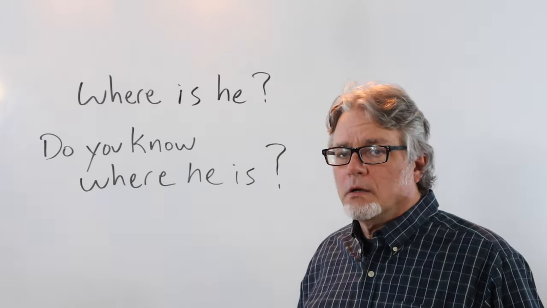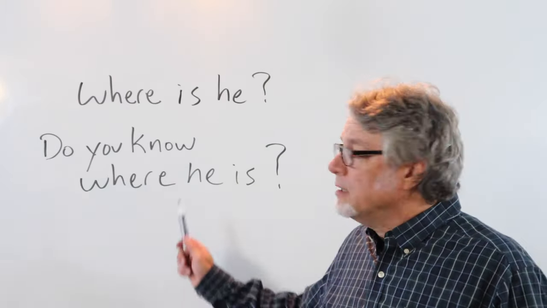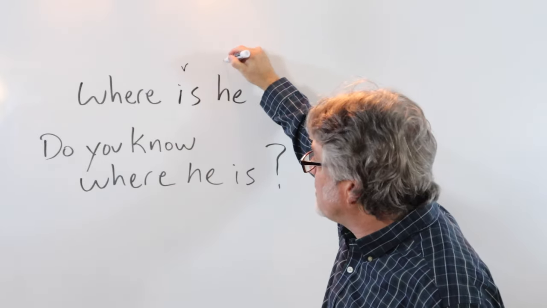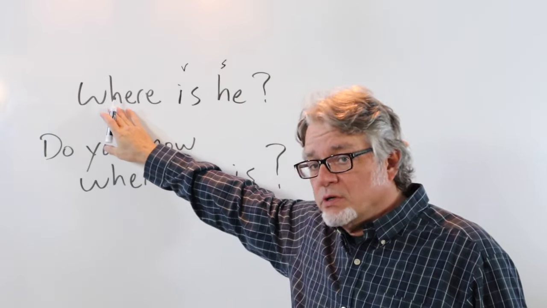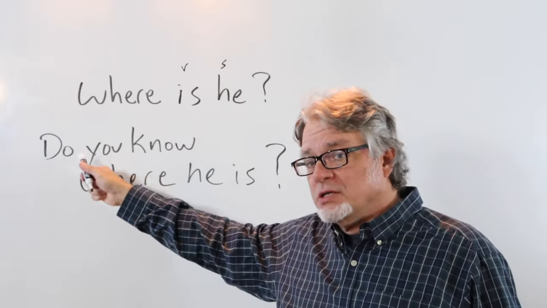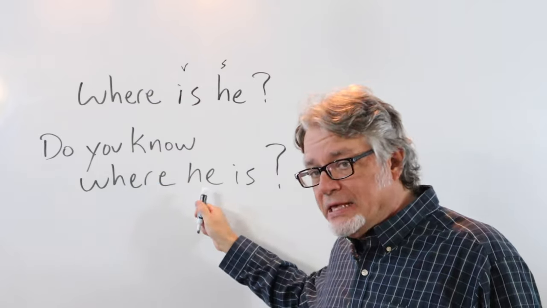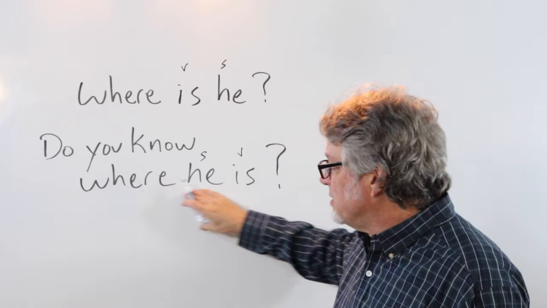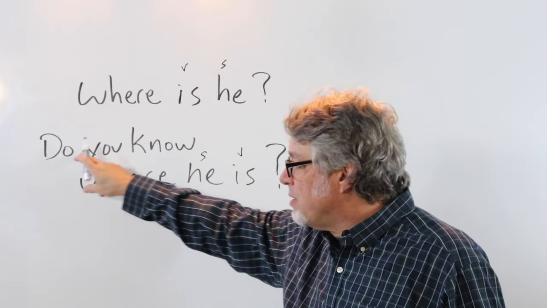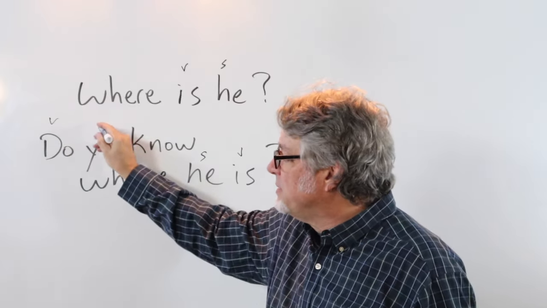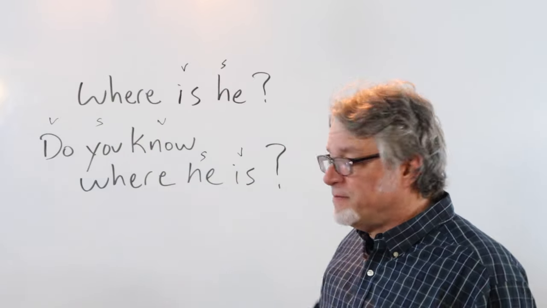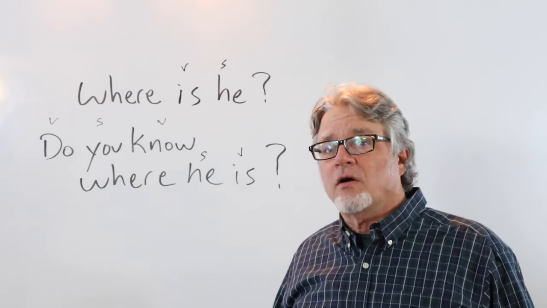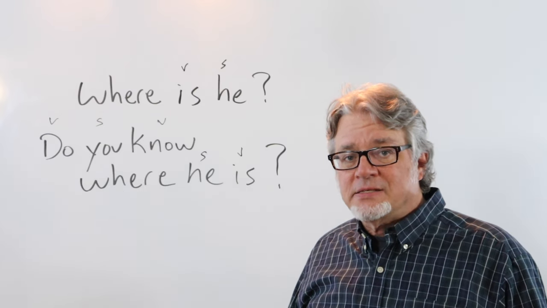Where is he? Here's a question with the verb coming before the subject, and this is a question word. If I ask the question, do you know where he is, the subject comes before the verb. This part doesn't form the question, but this part does. Here's the helping verb, here's the subject, and then here's the main verb. This is the noun clause. Noun clauses are often parts of sentences or questions.